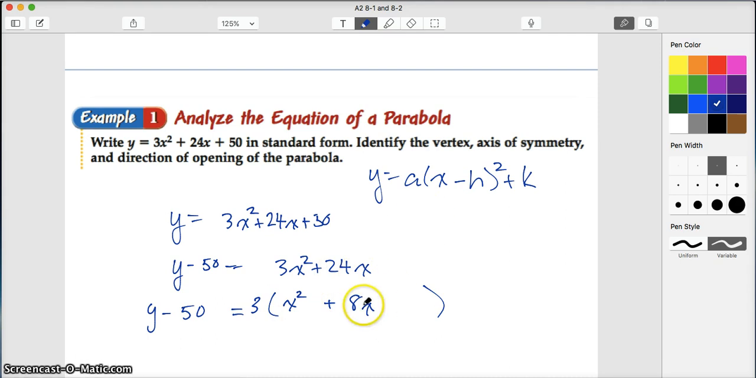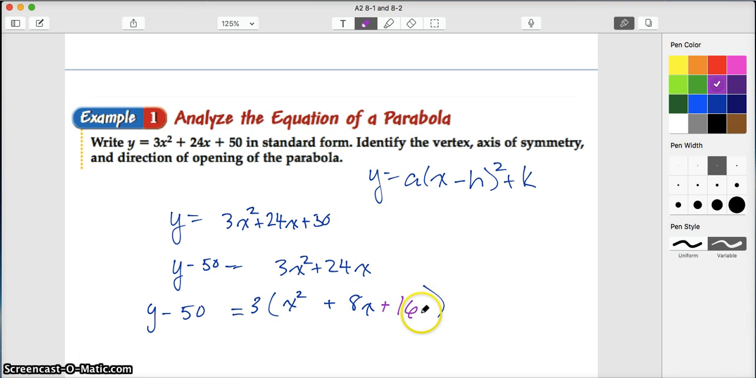Okay, so now the next point is that we're going to complete the square. You remember completing the square? You take the b term, you cut it in half, and you square it, and you add that to both sides. So let's go ahead and do that. When I do that over here, the b term is 8, cut in half is 4. I'm putting a 16 over here.